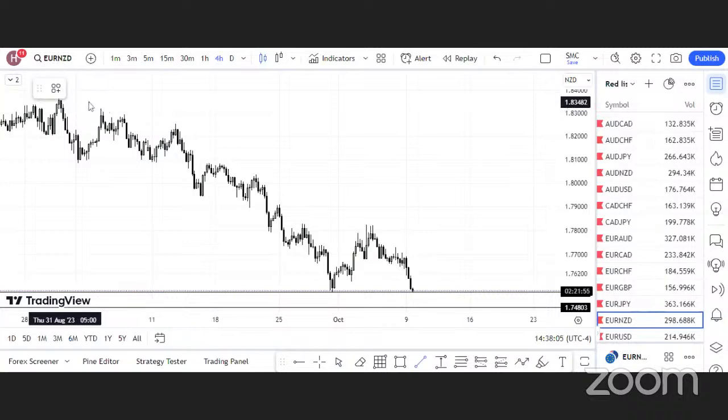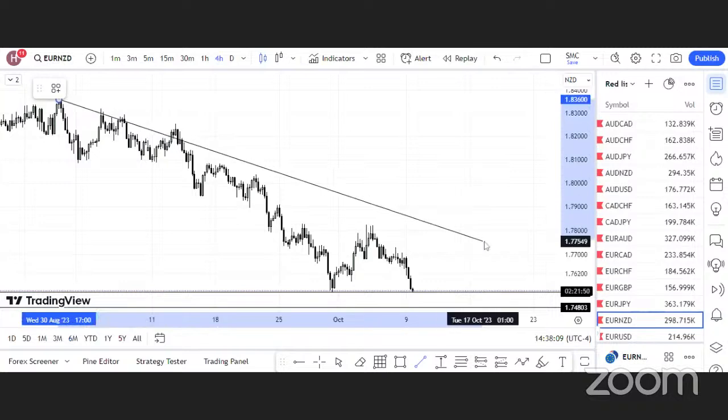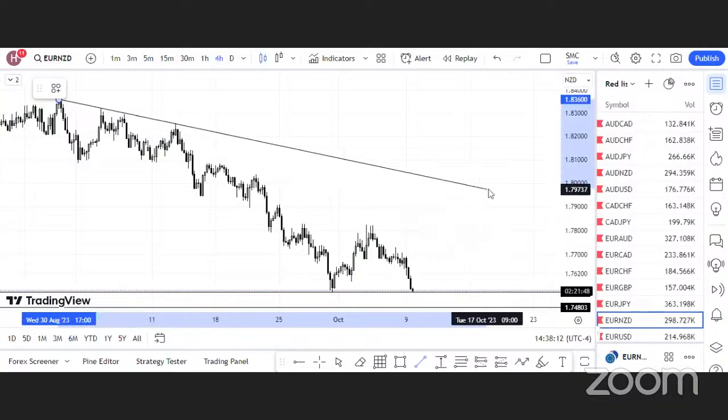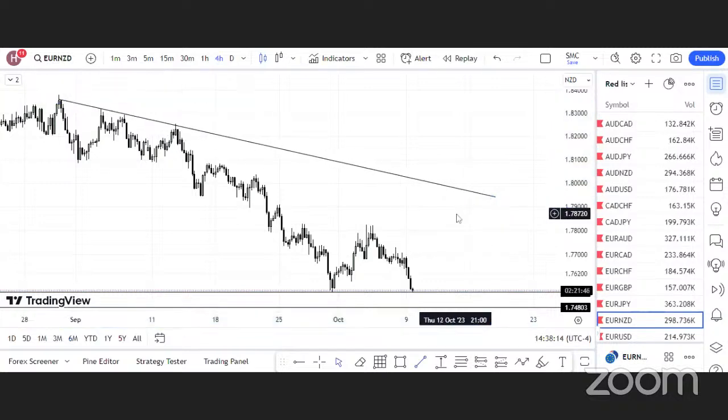I think we actually have a trend line aligning with what happened. Okay, so it doesn't align. It doesn't align. This trend line is too far.